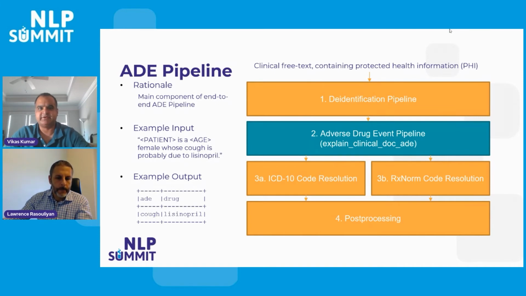as Lawrence outlined earlier. So you might have as an example input, the output of the previous step: patient is an aged female whose cough is probably due to lisinopril. And then in the output of this step, you would see cough extracted as the adverse drug event, lisinopril extracted as a drug, and then another field not shown here that would indicate either a 0 or a 1, whether or not they're related.